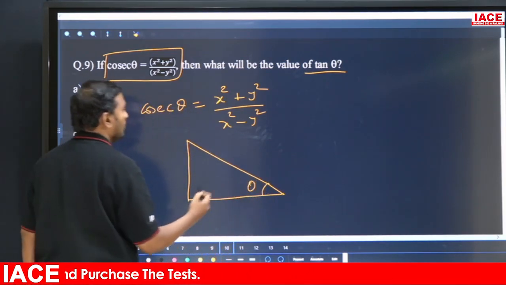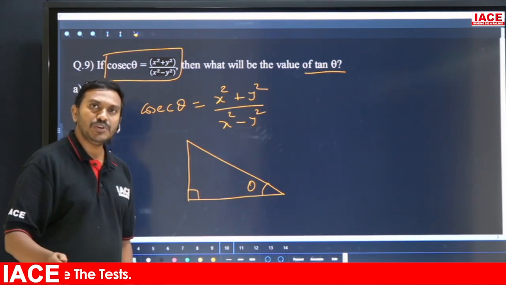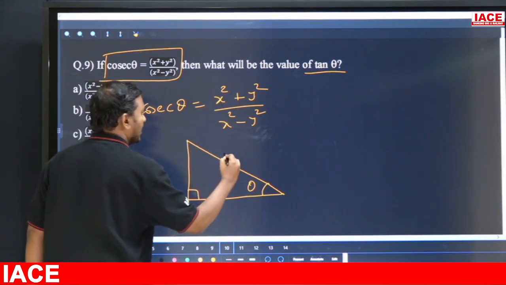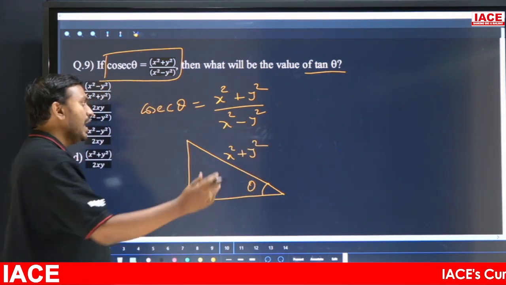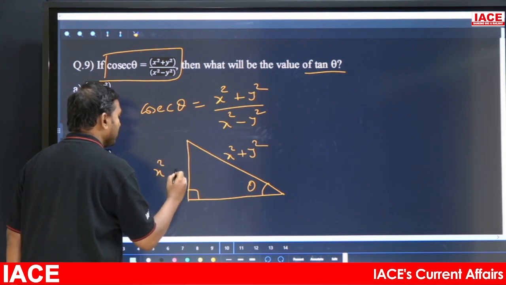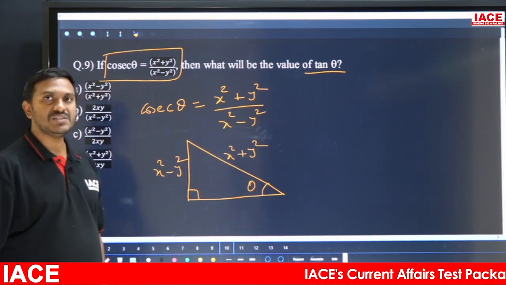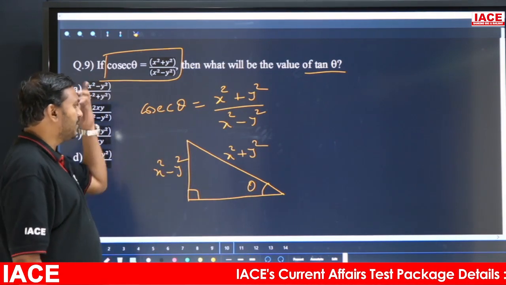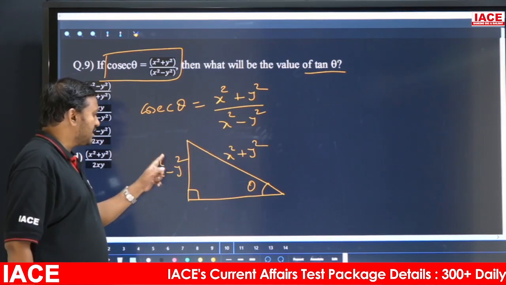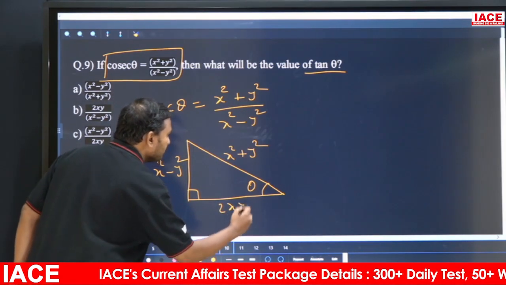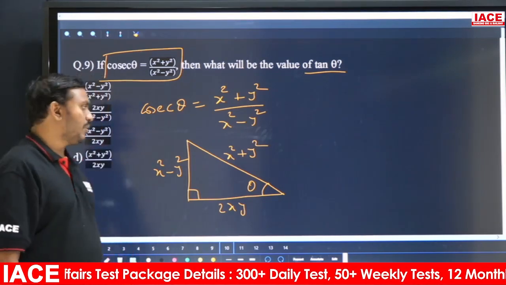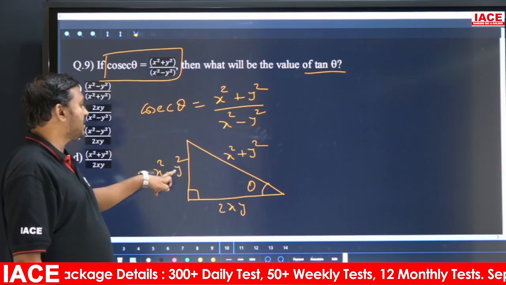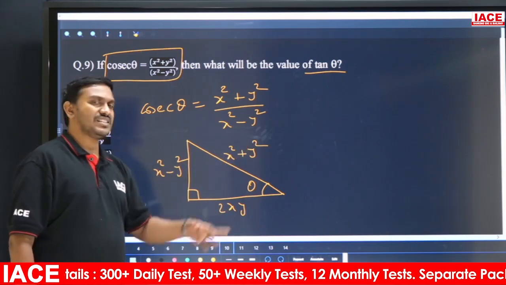What is cosecant? Cosecant means hypotenuse by opposite. Hypotenuse is x square plus y square, and opposite is x square minus y square. Then what is adjacent? It's a combination. So x square minus y square, 2xy, and x square plus y square. It is a right angle triangle combination.